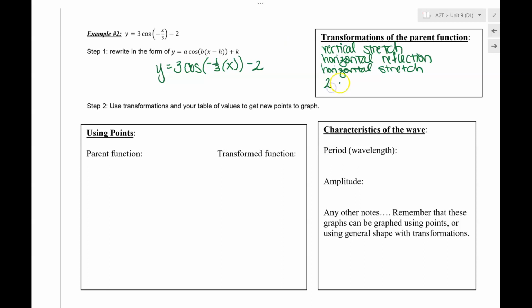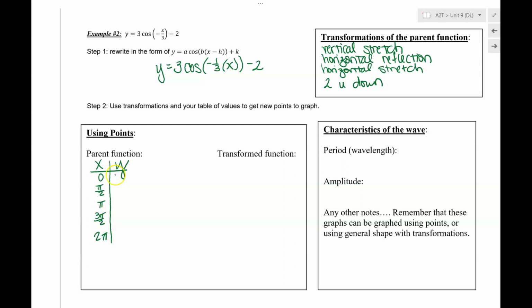So 2 units down. Nice. All right, let's go ahead and write out the parent function points. I know we wrote them on the chart at the beginning, but if you don't have them readily accessible like I do not, we need to have our points for reference. So our x values go from 0 to 2 pi.